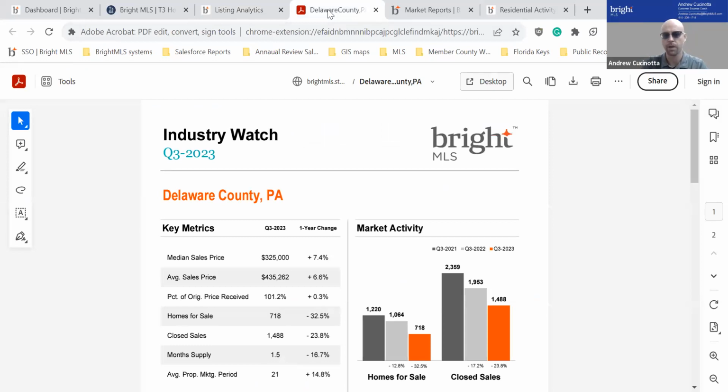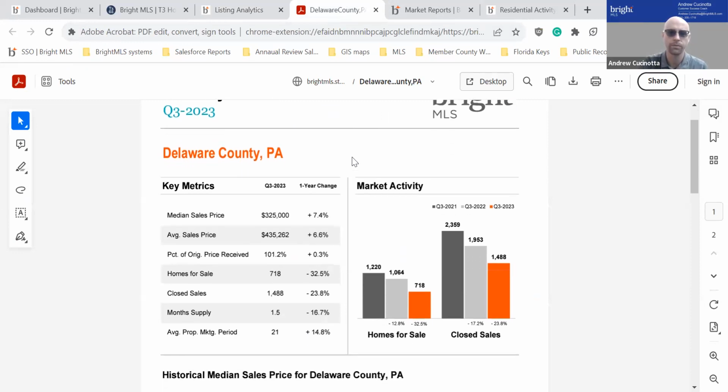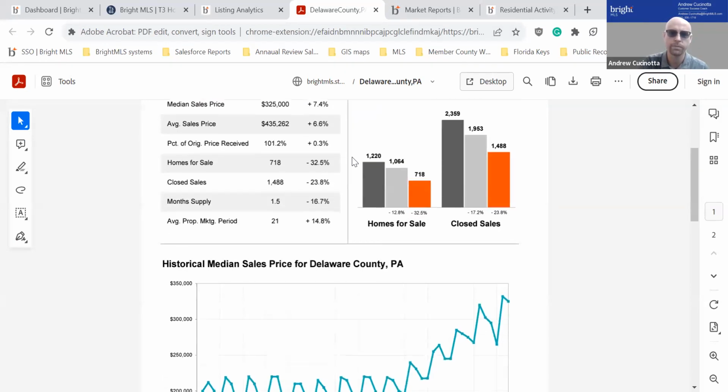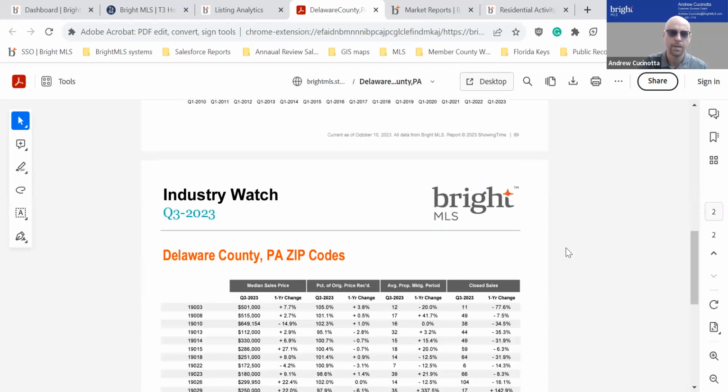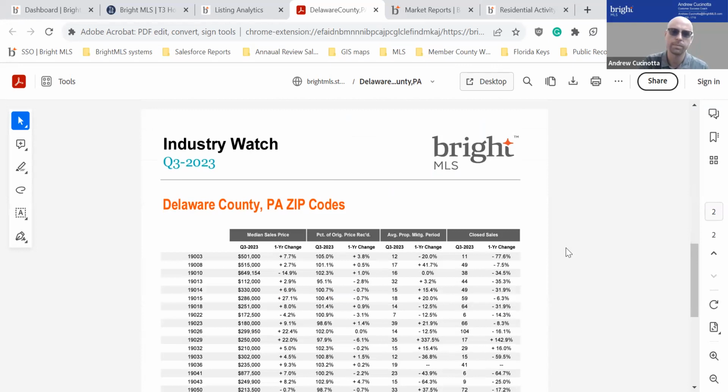Next, industry watch, an oldie but a goodie, but one of my personal favorites. Okay, as you see here, you have some general metrics for a county level overview. But as we come down here, you're going to see our nice median sales price chart, which, of course, has seen some interesting activity recently. Coming down a little bit further, you get down to a zip code by zip code level showing those four key metrics: median sale price, percent of original price received, average property marketing period, or CDOM, and closed sales.